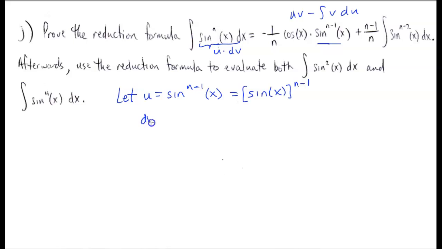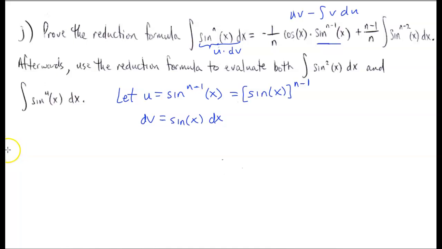And if we do that, then it means that dv is just going to be sine of x dx. And again, if I multiply sine of x by sine of x raised to the n minus 1, the exponents add here, because it's like sine of x raised to the 1. Those exponents add to go back to just sine raised to the n. So that works out. So from here, what we'll do is just set up our integration by parts and kind of see where it takes us.